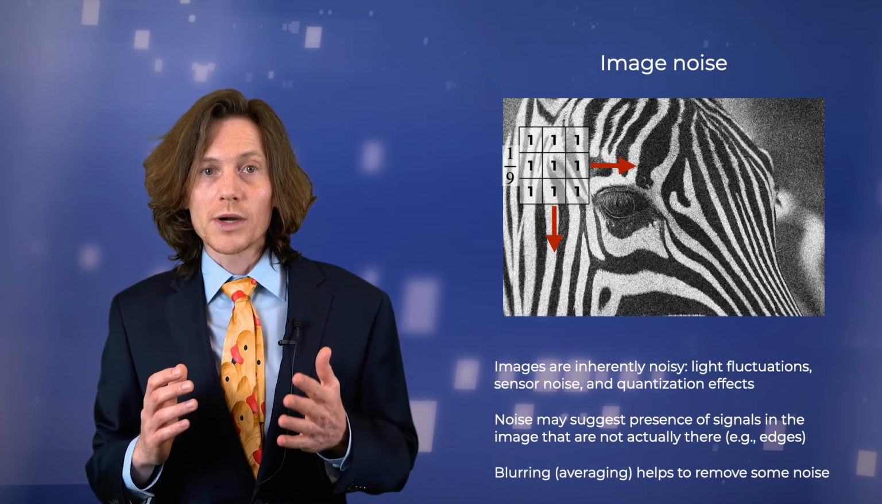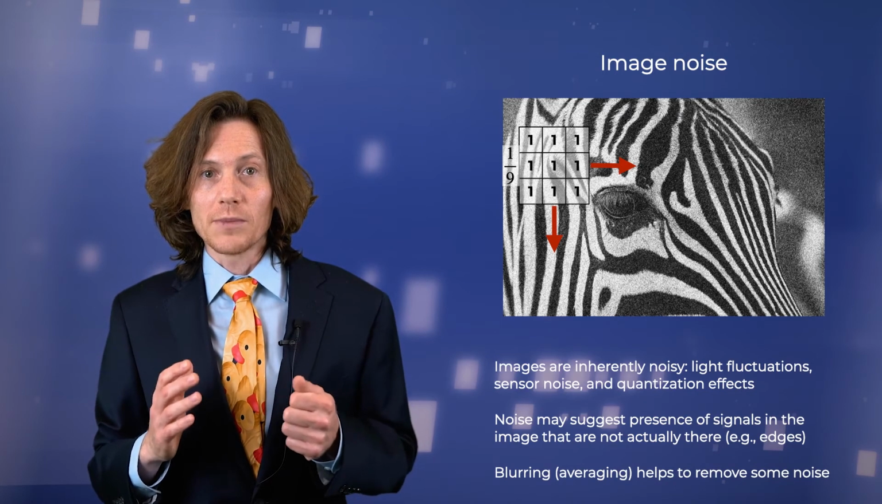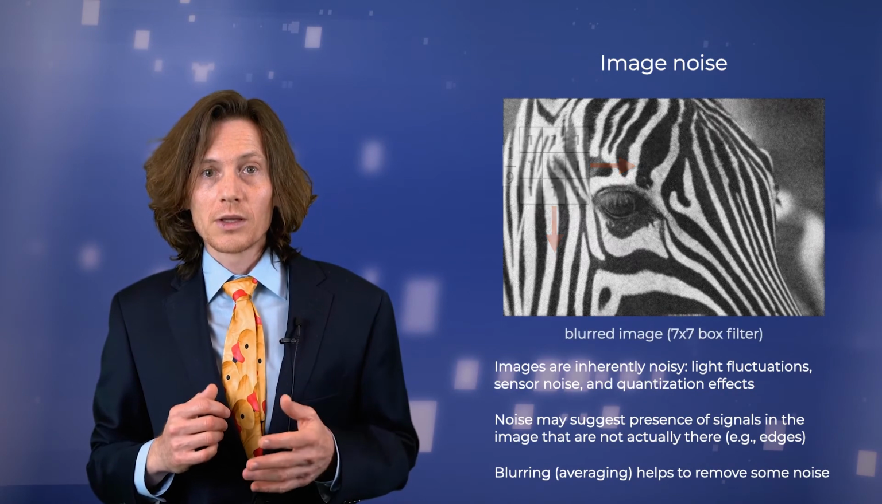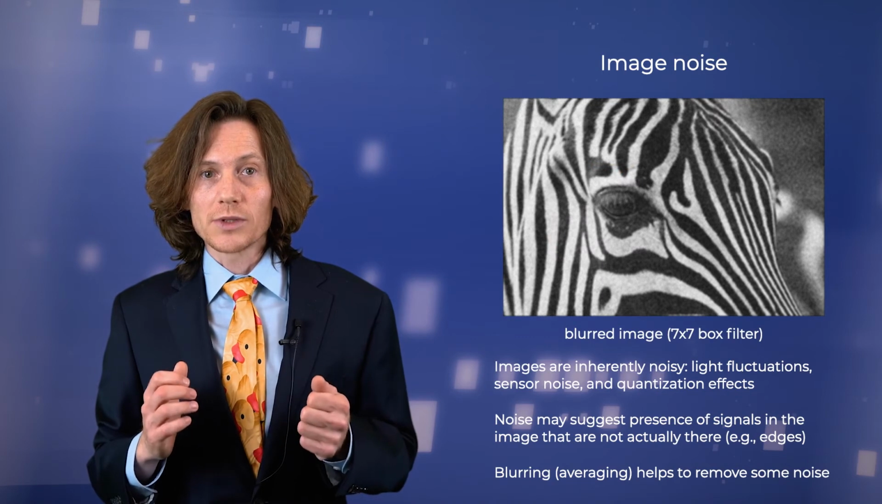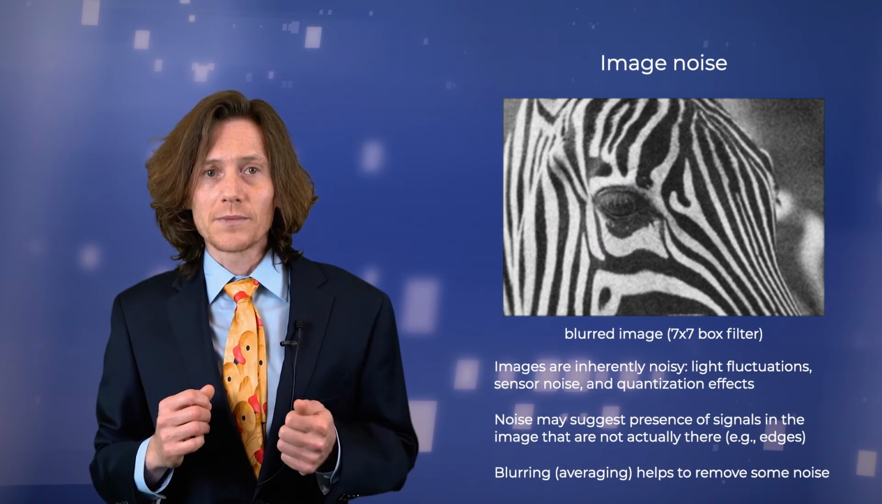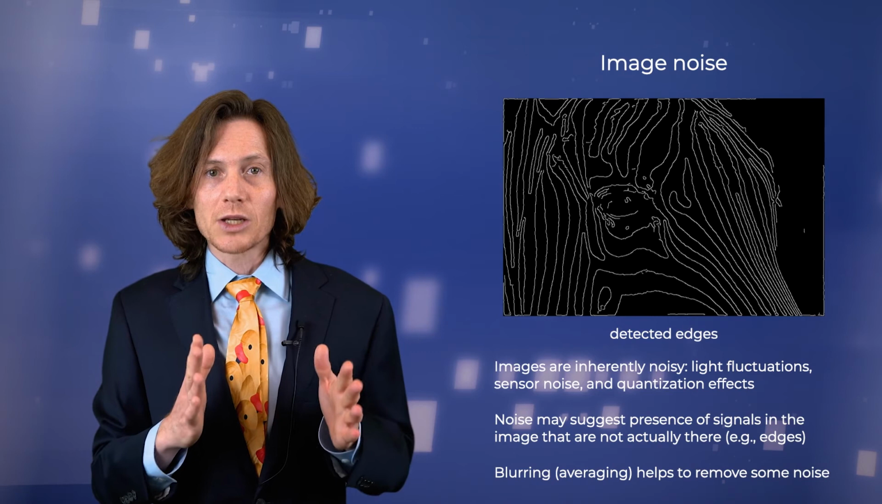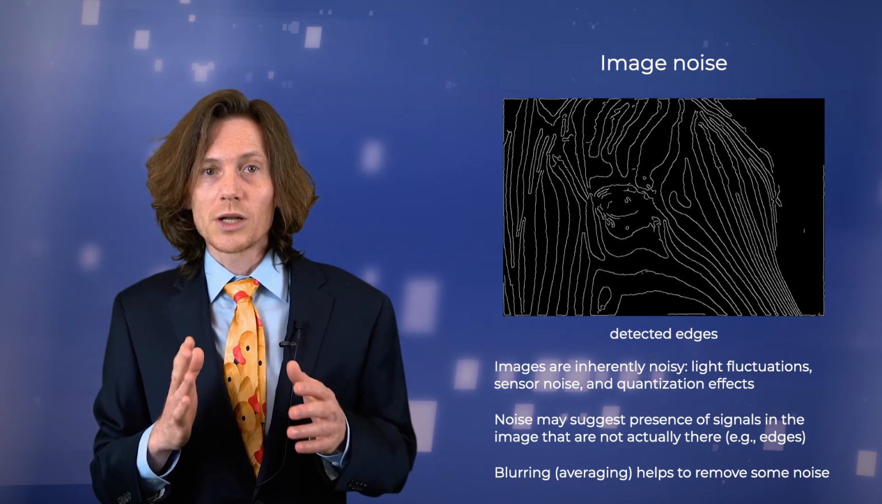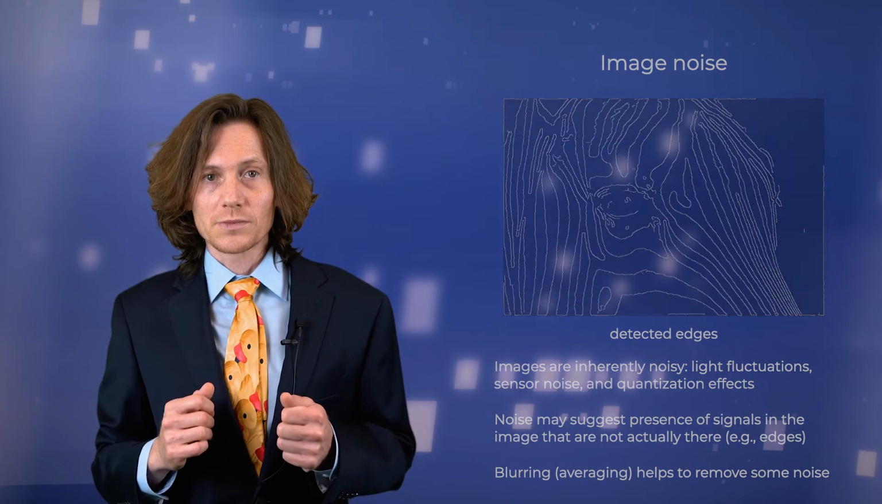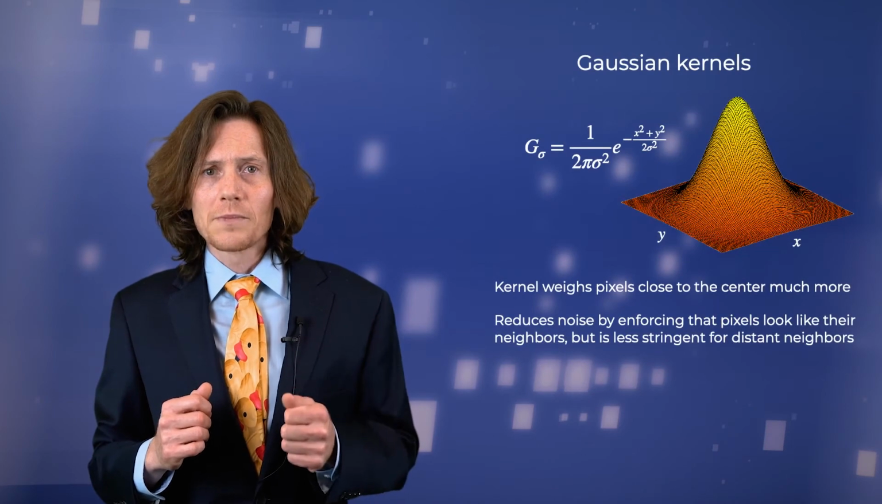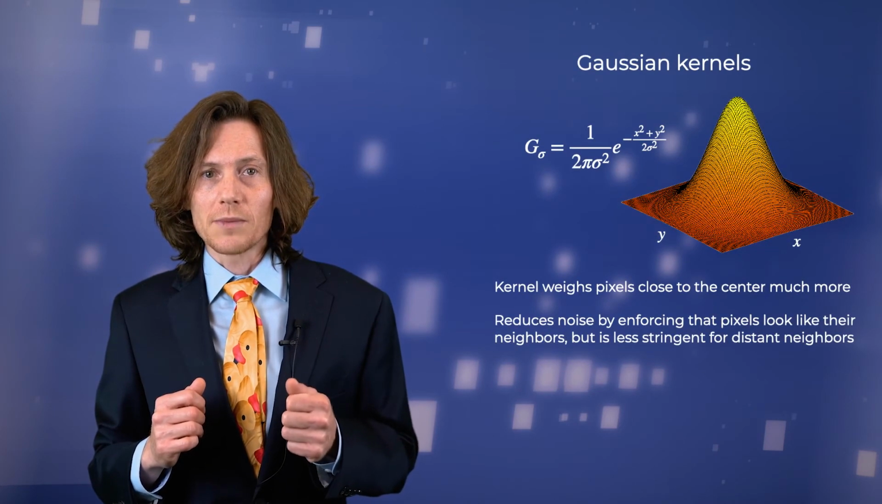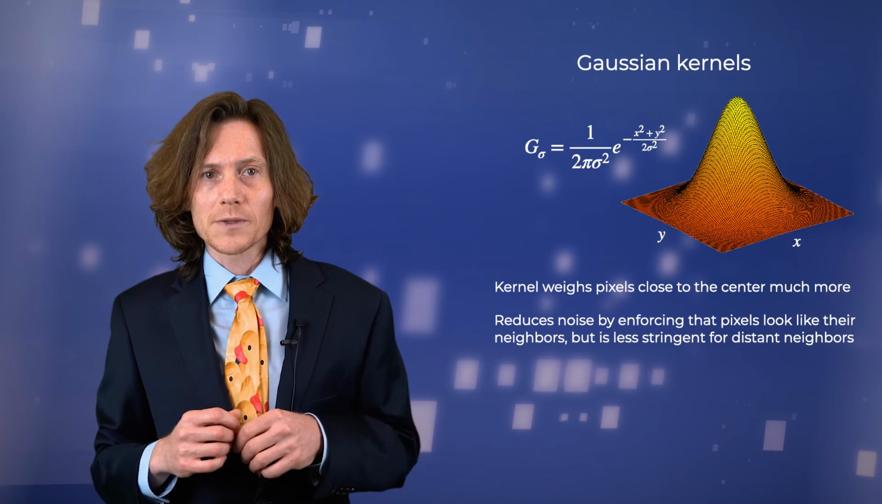One way to reduce noise is to average it out by convolving the image with a box filter. The resulting image has lower noise levels at the expense of a loss of some detail. Applying the same intensity gradient kernel to the blurred image results in much cleaner edge detections. However, box filters can introduce artifacts into the image by exciting high-frequency components.